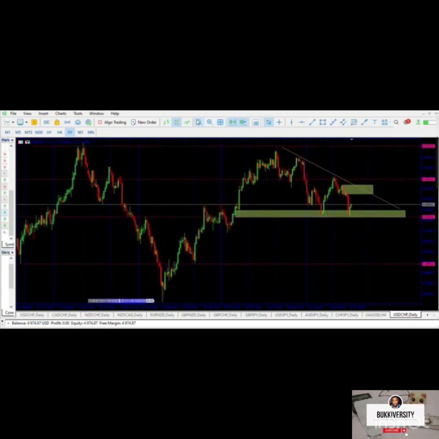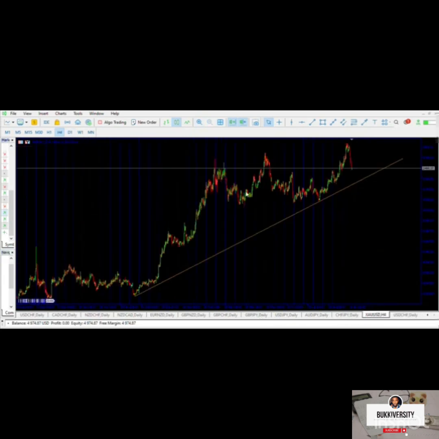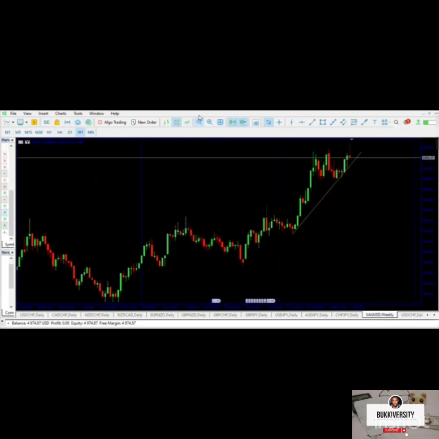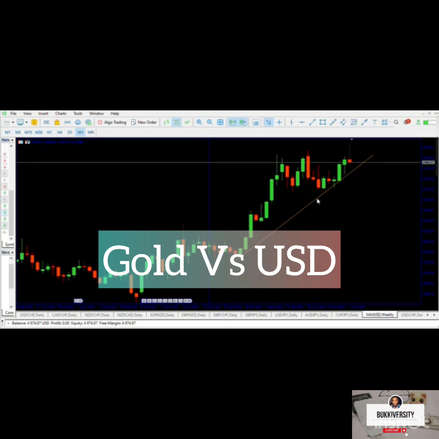So this is what we have down here. I'll give another analysis on gold. This is our gold pair, the weekly chart on gold. Gold is getting a little bit of rejection around this area. It's trying to come down. It just broke out from this level and it's trying to come down.